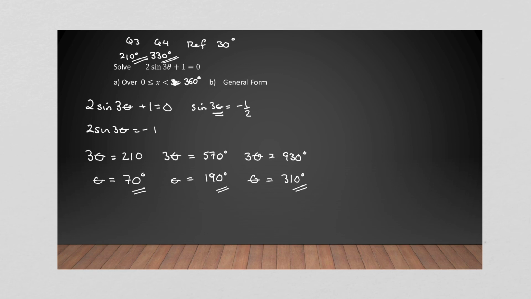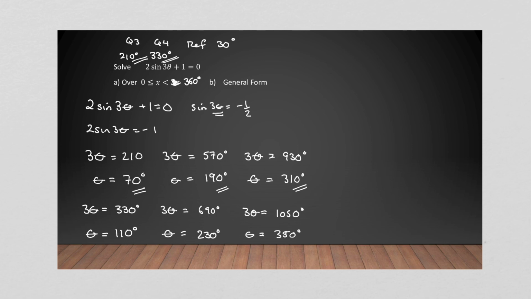Now, what we need to do, though, is we also need to take our original Q4 value, where 3 theta was equal to 330 degrees. And then we're going to add 360, because now we see we're going to do that twice. So we'll add 360 to both of those. So we get 690, and we get 1050. Those are going to be the rotations of 3 theta. But if we divide everything by 3, we get 110 degrees, which is within 0 to 360. We get 230 degrees, which is within 0 to 360. And we get 350 degrees, which is just within 360.